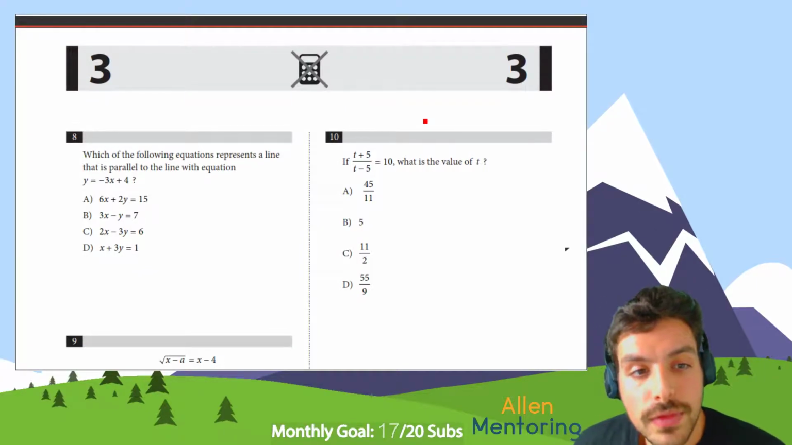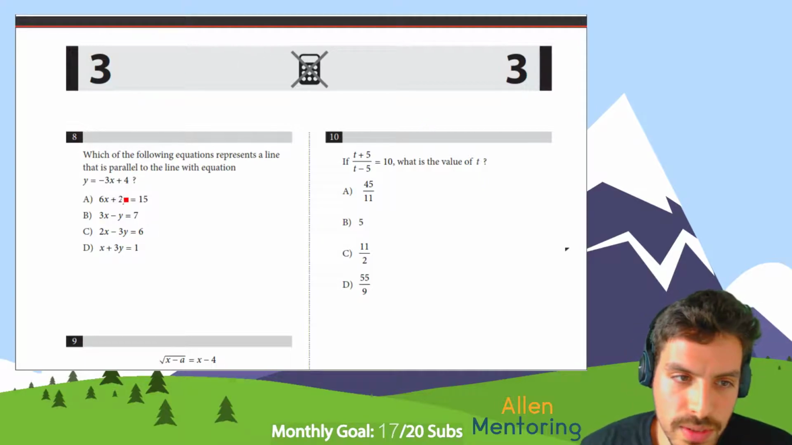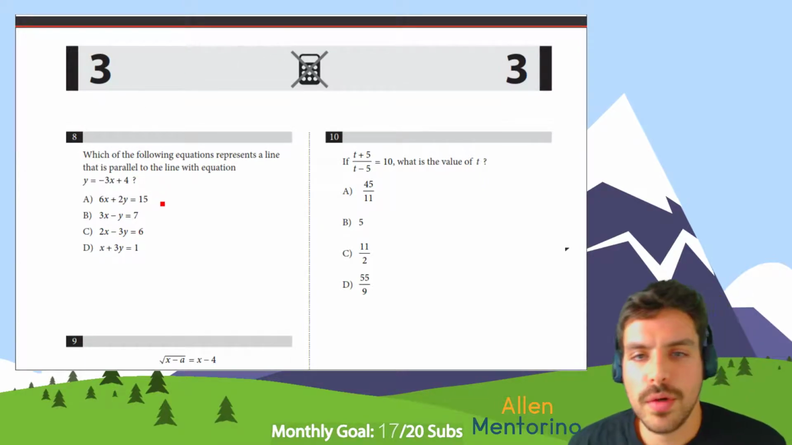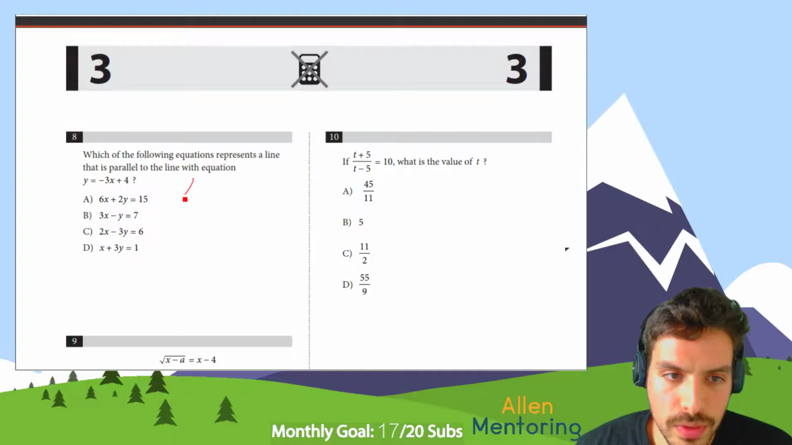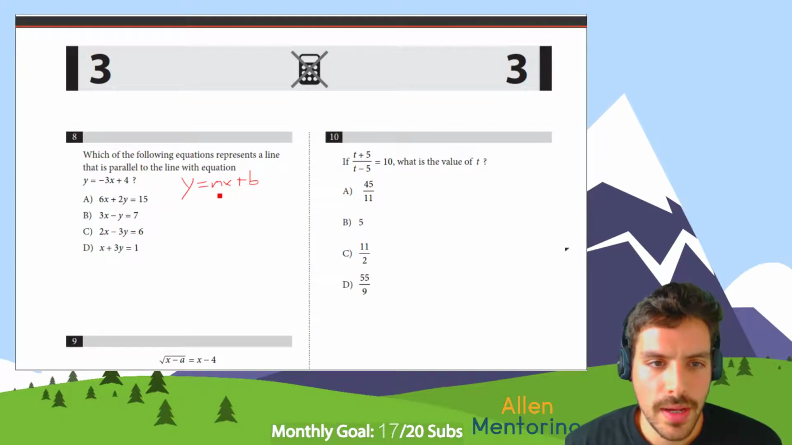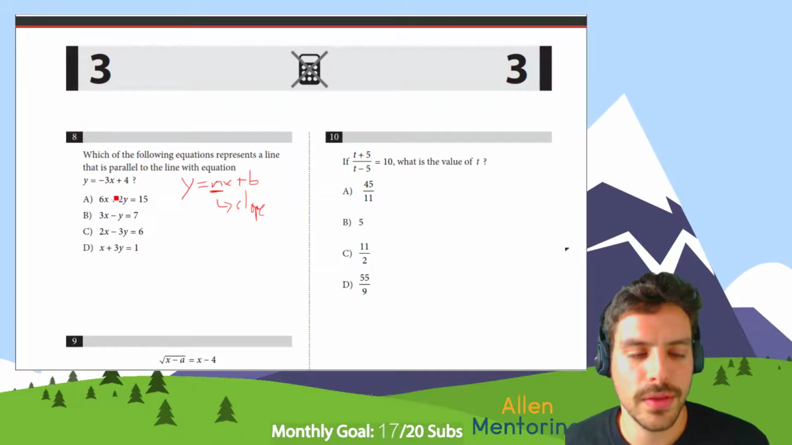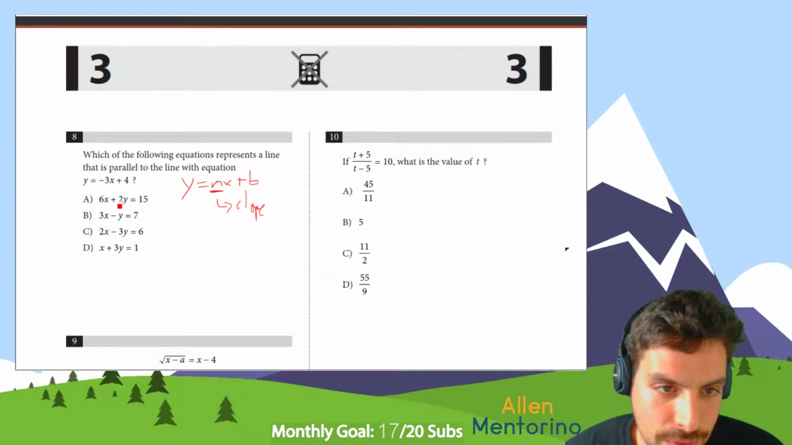So number 8, which of the following equations represents a line that is parallel to y equals negative 3x plus 4? So how do you know if two lines are parallel? Well, parallel lines have the same exact slope. And if I was to draw the equation for a line, y equals mx plus b, kind of looks like this right here, the slope is m. Okay, that is the slope. So we're basically looking for a line that has a slope of -3, because if the slopes are the same, then those two lines are parallel. So which of these has a slope of -3?